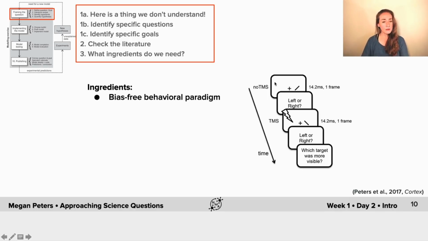And then you have to say which target was more visible, or which one you think you got right. Okay, so this was the behavioral paradigm that we came up with. Again, details are not important. This is just to orient you to the approach. And then, of course, we need some human observers to actually do the task.